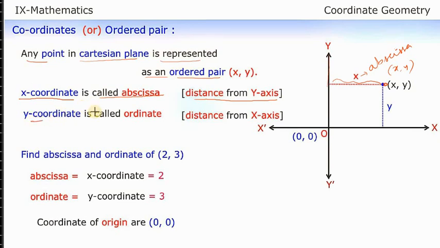Now the y coordinate is called the ordinate. That is the distance from the x axis. The distance from the x axis is what is called the ordinate. The y coordinate is called what? Ordinate.